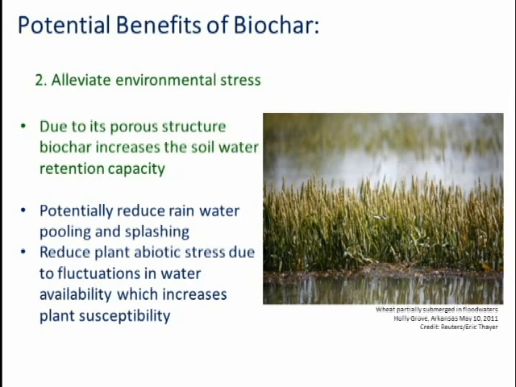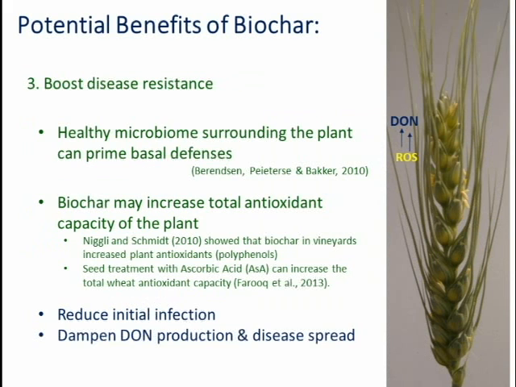Keeping with that sense of boosted disease resistance, a healthy microbial community also leads to a healthy plant immune system and is also capable of priming the basal defenses so that the plant can more quickly and more strongly respond to a stimulus, leading to reduced disease invasion. And finally, though there are few studies on this actually, it is a potential that biochar could increase the total antioxidant capacity of the plant as well, which has been shown in several studies using grape plants in vineyards.